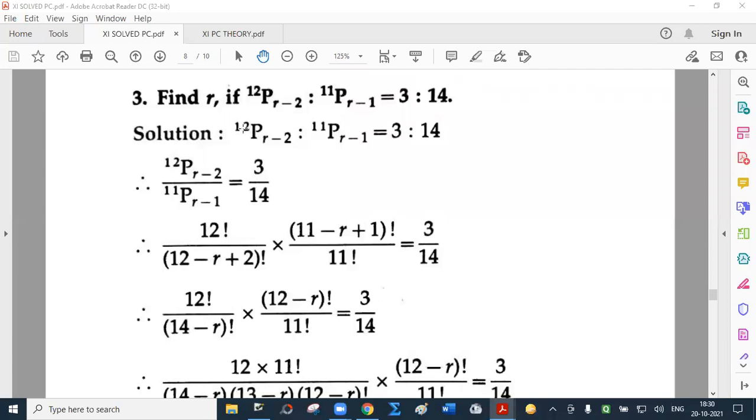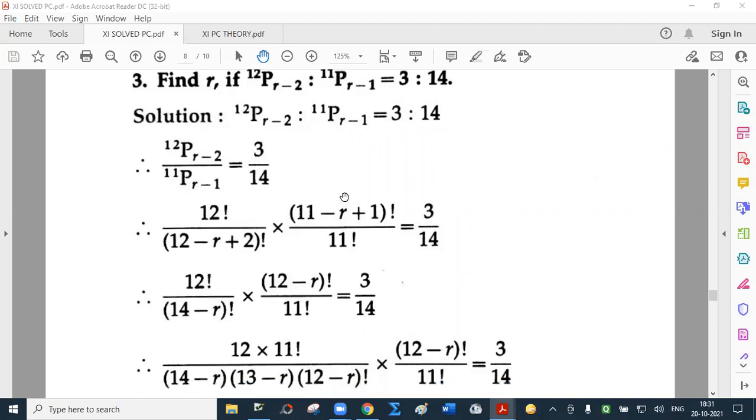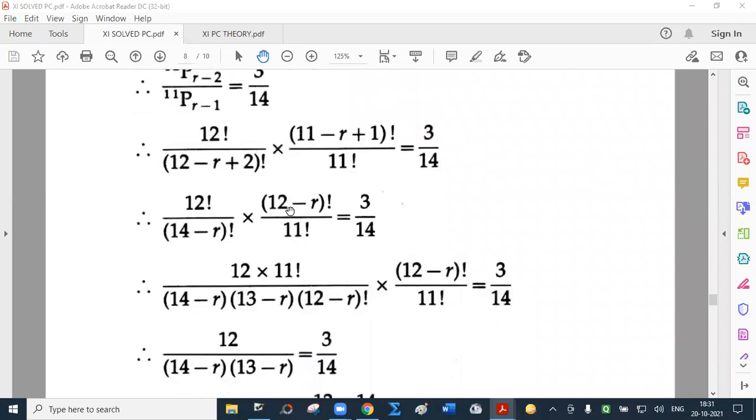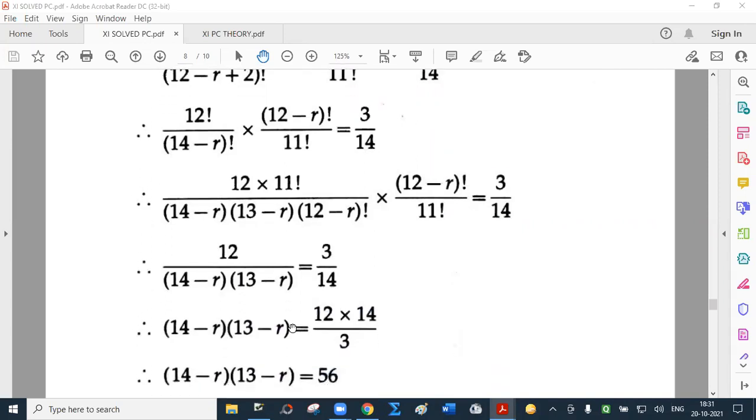Third one, find r if 12P(r minus 2) is to 11P(r minus 1) is 3 is to 14. Same logic. So use the permutation formula. Then which is greater? 14 minus r factorial is greater. Factorial of greater is factorial of smaller, go on adding 1 unless you get a greater number. Here they work from right to left. We work from left to right. Same thing. So you get this.